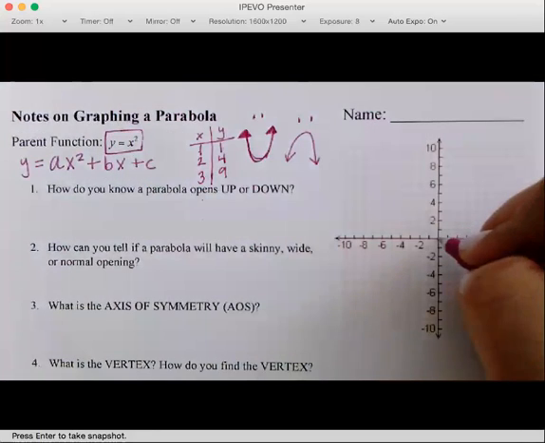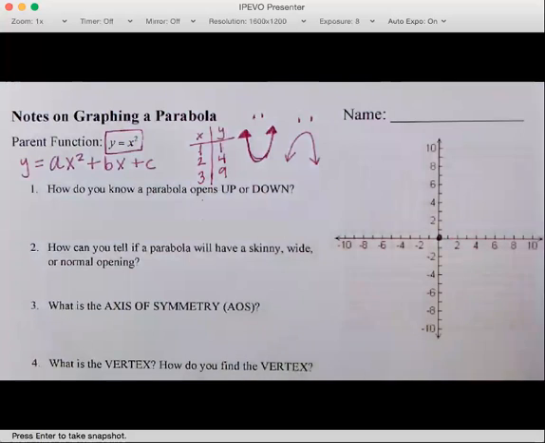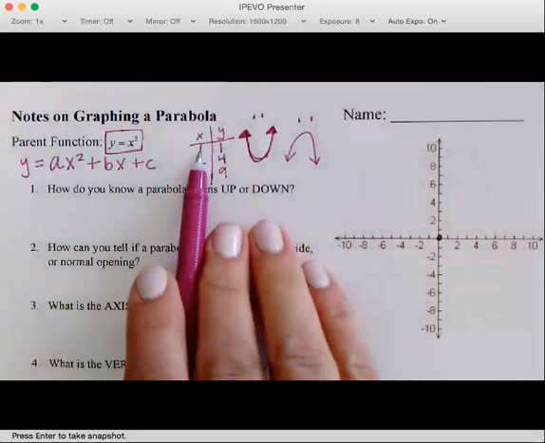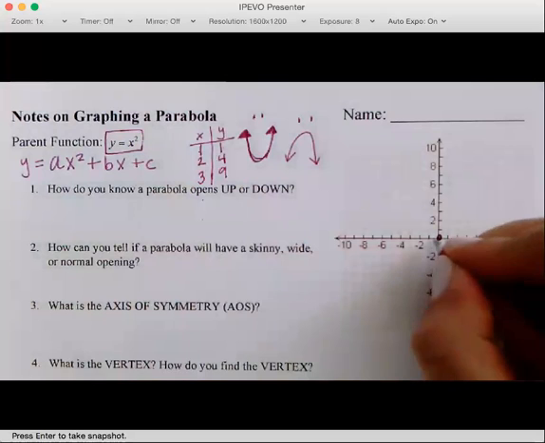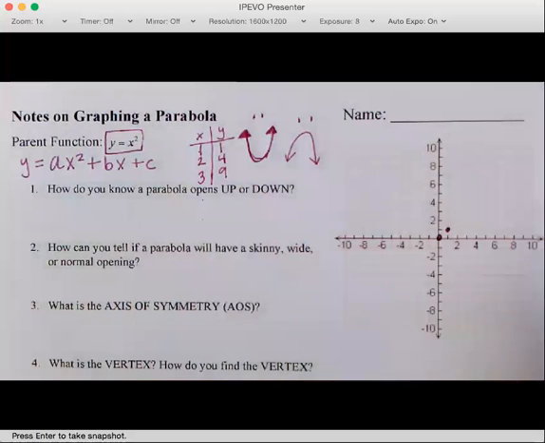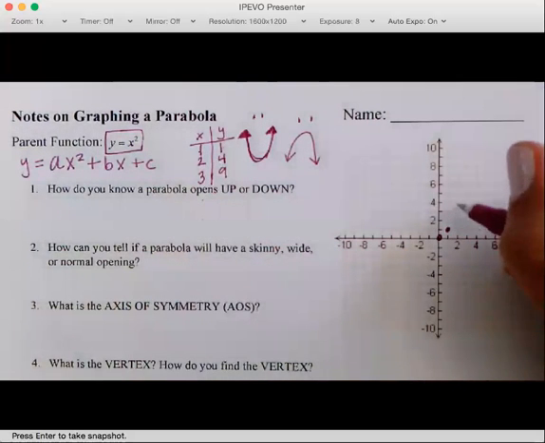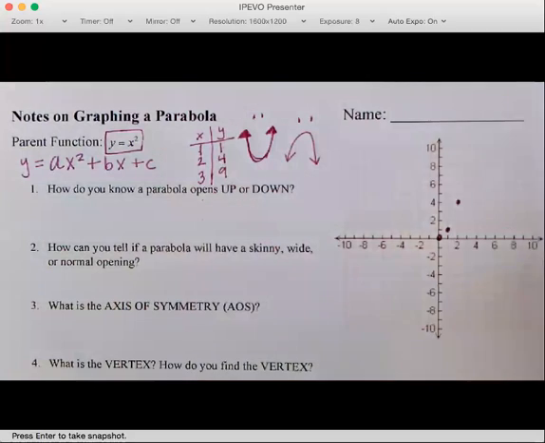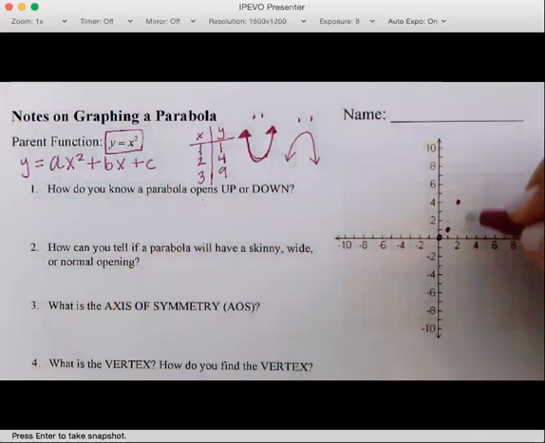So I start at 0, 0. And then here's the pattern. If I go over 1 and up 1, there is my point 1, 1. Over 2, up 4. There's another one. And over 3 and up 9 will get us to right here.